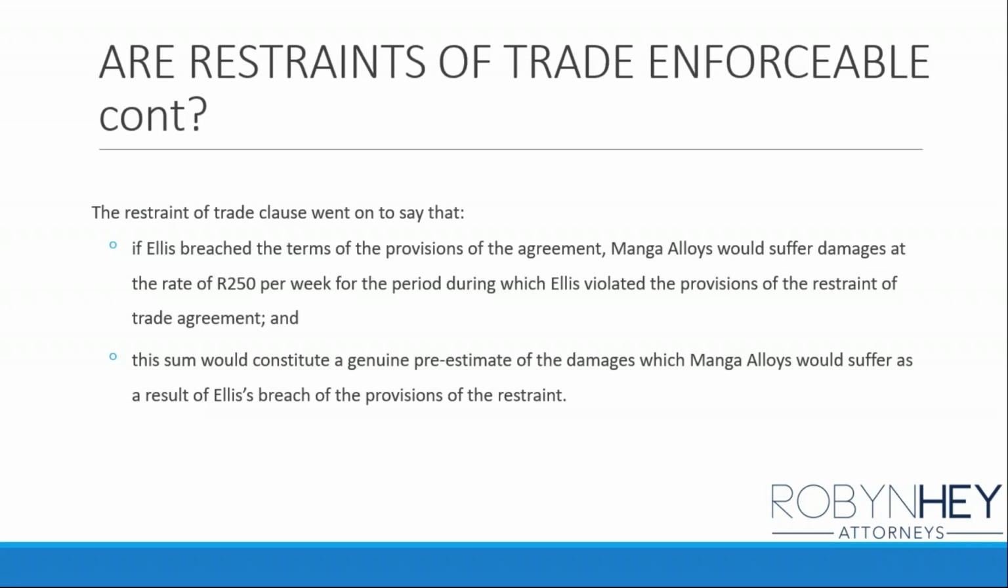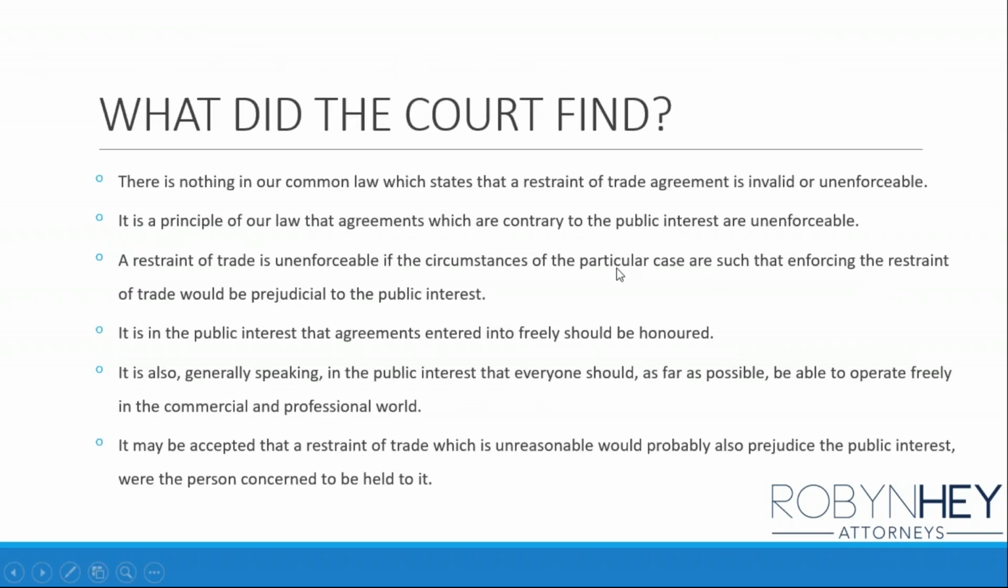So the courts, sorry, the courts went on to say that there's absolutely nothing in our common law that states that a restraint of trade agreement is invalid or unenforceable. So the starting point is that this agreement is enforceable. You can enforce a restraint of trade.